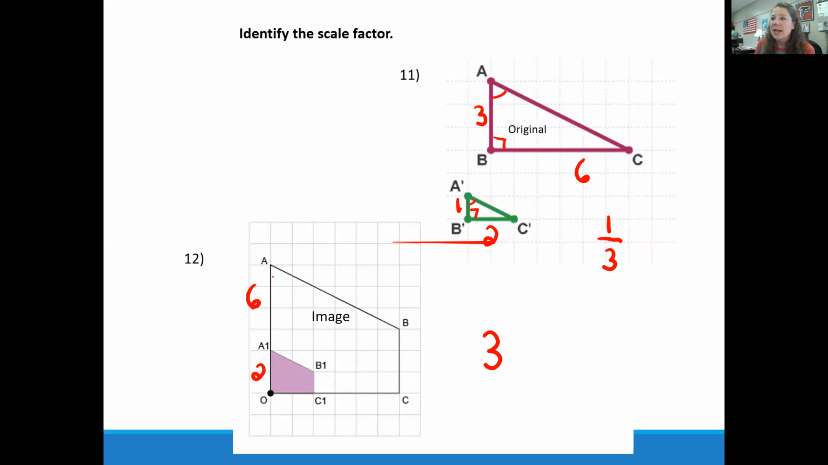What corresponds with angle A? It would be angle A1, okay? This, I guess, should really be A prime since it's the image, but so make sure you realize that. The corresponding sides are proportional, and the corresponding angles are equal.